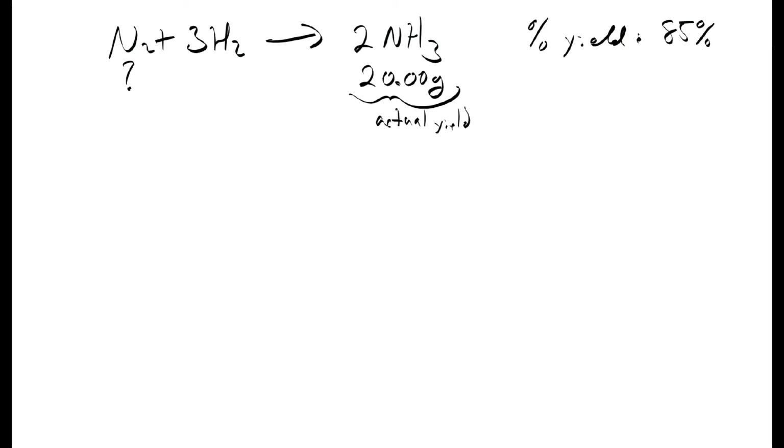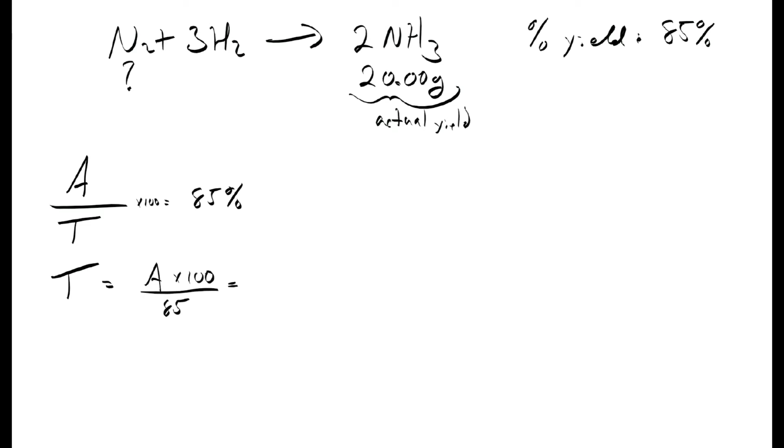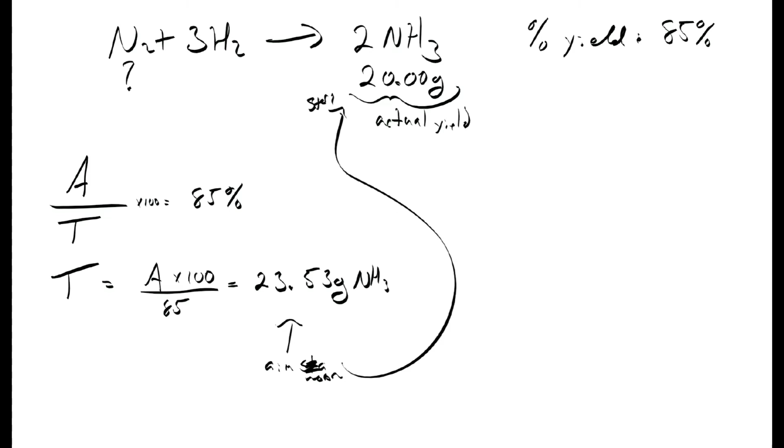So that means that in order to find out how much nitrogen, we're going to need to get the theoretical yield. So we have actual over theoretical times 100 equals 85%. So our theoretical yield is just T is equal to A times 100 over 85, or 23.53 grams of ammonia. Okay, so that's the theoretical yield. The actual yield is 20 grams. The theoretical yield would be 23.53. In other words, this is what we have to shoot for. Aim for the stars, or aim for the moon, so you can land among the stars, right? Whatever that quote is. Okay, so the theoretical yield is 23.53, and that's what we use to calculate how much nitrogen we're going to need.